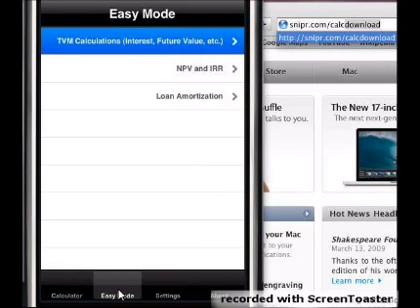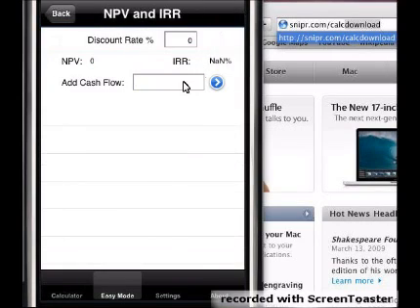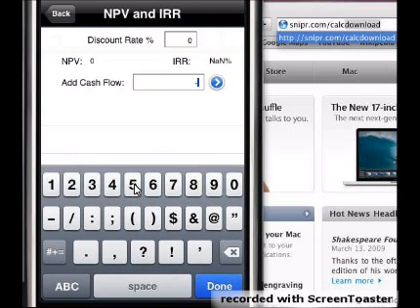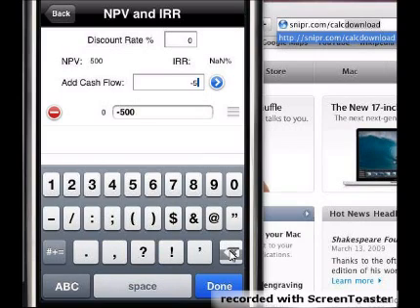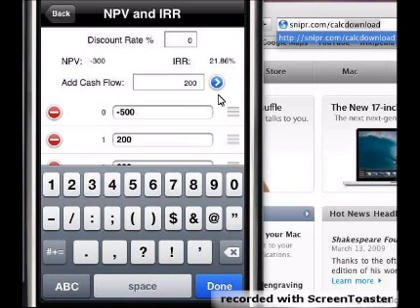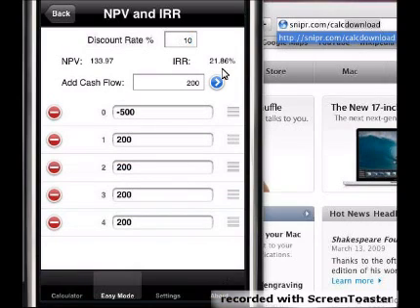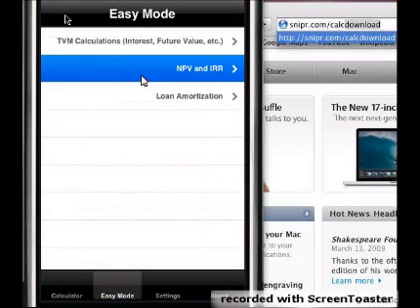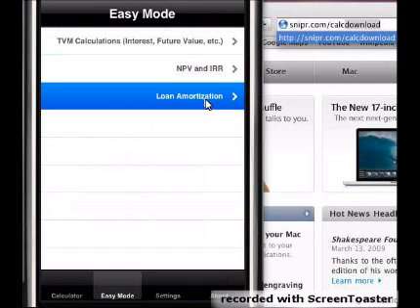You could also do the same thing in easy mode. Here you add the same cash flows, so it's minus 500. And we had 200 four times, so 1, 2, 3, 4, and discount rate 10. So you see, you get the same numbers. It's exactly the same thing. Or you could also move this around or delete the numbers. You know, you could play around. It's pretty easy.